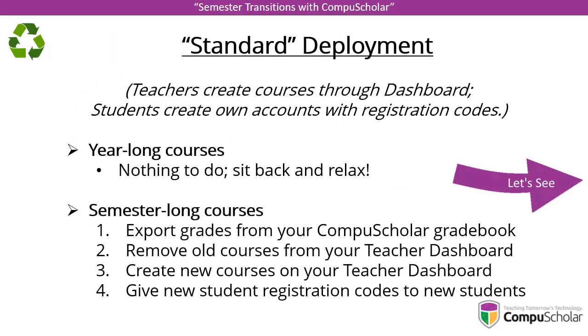Now if you're doing a semester-long course, again, you want to follow those main steps that we talked about earlier. The first step is to export grades from your CompuScholar gradebook, and then if you have any other data you want to save like student submissions or reports, you can do that as well. Then you will remove those old courses from your teacher dashboard, so that's a manual step you'll take as a teacher. And then you will create new courses on your teacher dashboard. Again, that's something you will do as the teacher. And each of those courses would have a new registration code that you could give to your new students, and they can self-enroll themselves in those classes. So let's switch over to our online system, and I'll just give you a quick demo of how this all works.